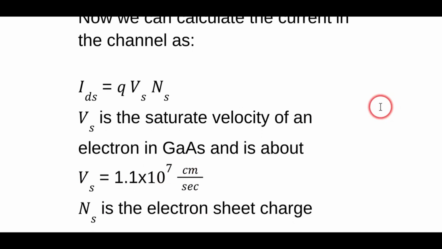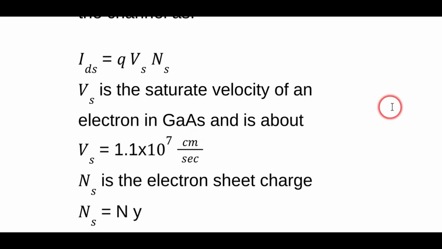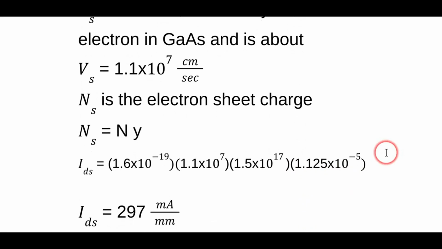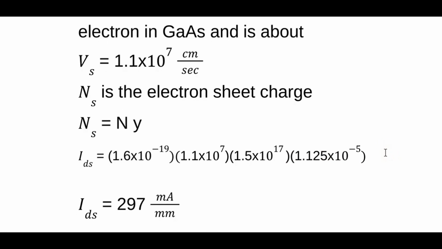All right. So, and the electron sheet charge is just given by the doping level times the thickness, and we already know what that is, and it's accounted for in our depletion region, right? So we have our constant here, we have our saturated velocity, we have our doping level, and this is what's left of our thickness, after accounting for the depletion region. So we get an IDS of 297 milliamps per millimeter, which is less than what the customer wanted.